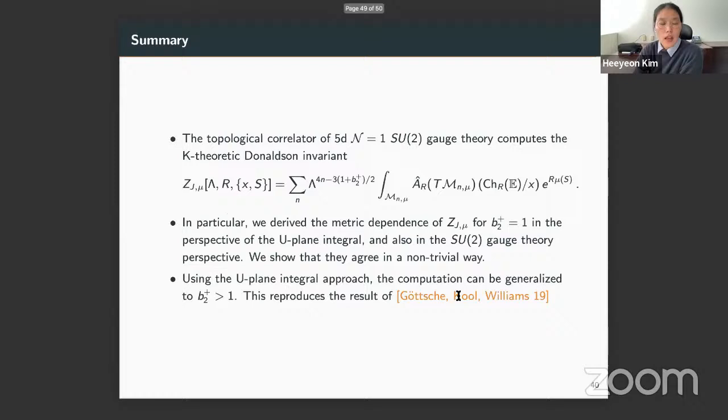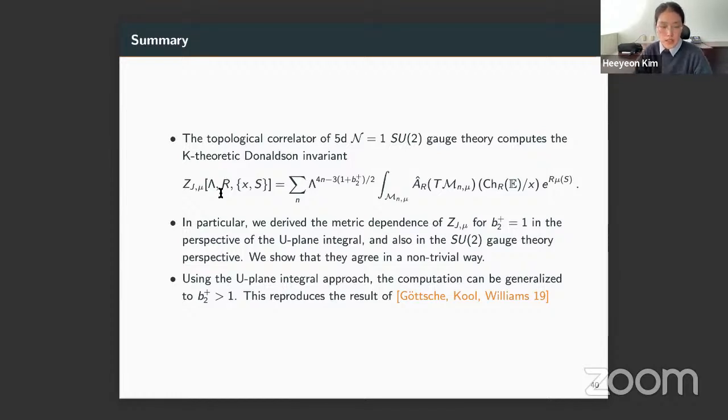So the conclusion. Here's a brief summary of what I just talked about. I introduced the topological correlators of the 5D N=1 SU(2) gauge theory, which geometrically computes the K-theoretic Donaldson invariants, which can be roughly speaking written in the following way. In particular, we derived the metric dependence of this partition function for b2+ equal to 1, from the perspective of the u-plane integrand, and also from the SU(2) gauge theory point of view. And we show that these two approaches agree in a very non-trivial way.